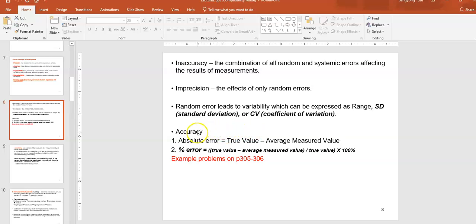Okay, so accuracy can be measured as true value minus average measured value. Okay, and that'll be expressed as percent error. Percent error, the equation is (true value minus average measured value) divided by true value times 100. That's the percent. Okay, so if you look at pages 305 and 306, there are example problems. You can take a look at those. Okay.